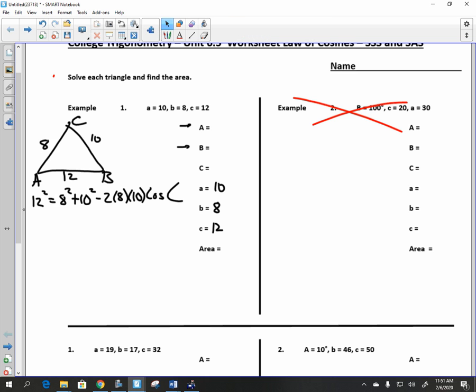Now, here we can't just type it all in because our variable's sitting over there, right? And sometimes people make a mistake. They actually combine all this together. You can't combine all that together, folks. Order of operations says we multiply first, then add. And since you don't know what cosine of C is, you can't take these and add them together. So we're going to move that guy over and that guy over, okay?